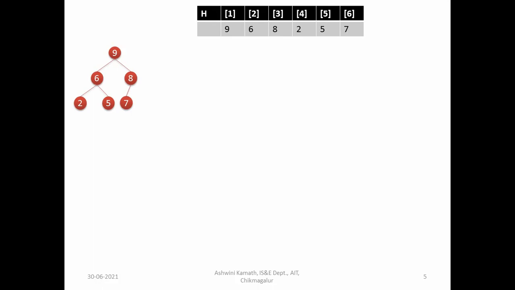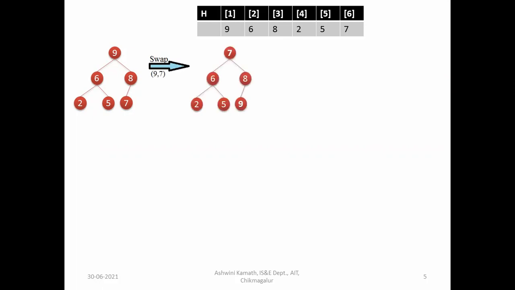So let us apply the heap sort method here. First we have to construct the heap, then we have to apply the maximum deletion algorithm. So for applying the maximum deletion algorithm, what we need to do? We have to swap 9 with the last leaf node, that is 7. Swap 9 with 7. So we have a tree like this.